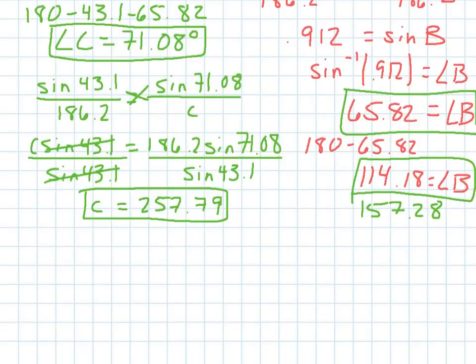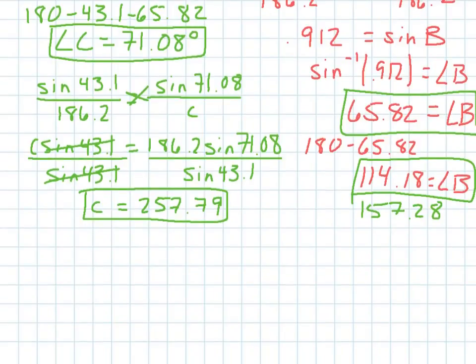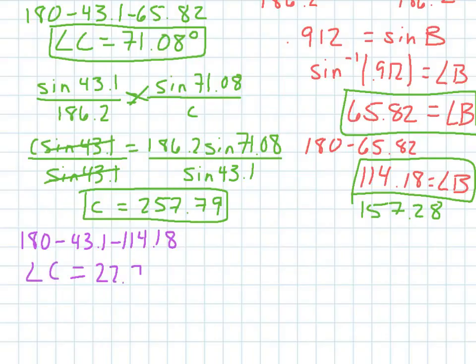Now going with the other angle B, we want to find the other set of answers. So if I have, let's do this in a different color, 180 subtract 43.1 and 114.18, that gives me, for angle C, a value of 22.72 degrees. Okay, so there's your angle C answer. And then we need to do the same thing.